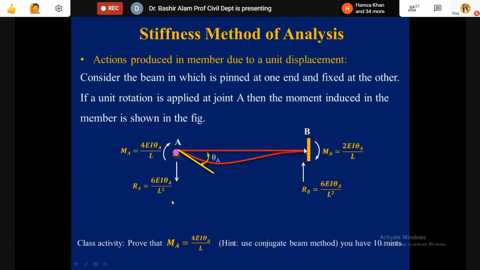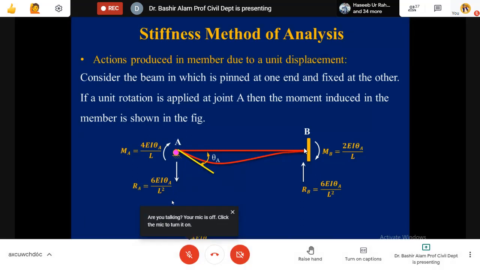If you apply the conjugate beam method, you can find this maybe in 5 minutes. How it is done, we will discuss, but this is about the rotation, when rotation is given at an end and the other end is fixed. You can draw this quickly. This is about the rotation. Now what if translation is given? What happens when translation is given?